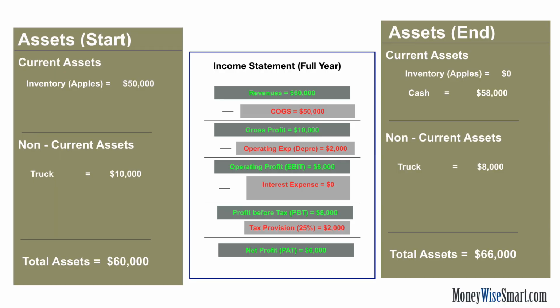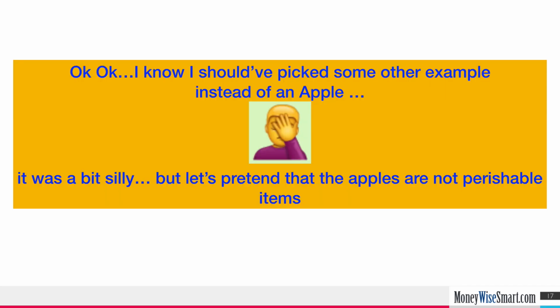So this is how the balance sheet and the income statement of the business looks like. I have just focused on the asset side of the balance sheet. I showed the asset side at the start of the year, then the full year's income statement, and the resultant asset side at the end of the year. Now, here just humor me and let's assume that the apples do not have any shelf life and they stay fresh for the full year.